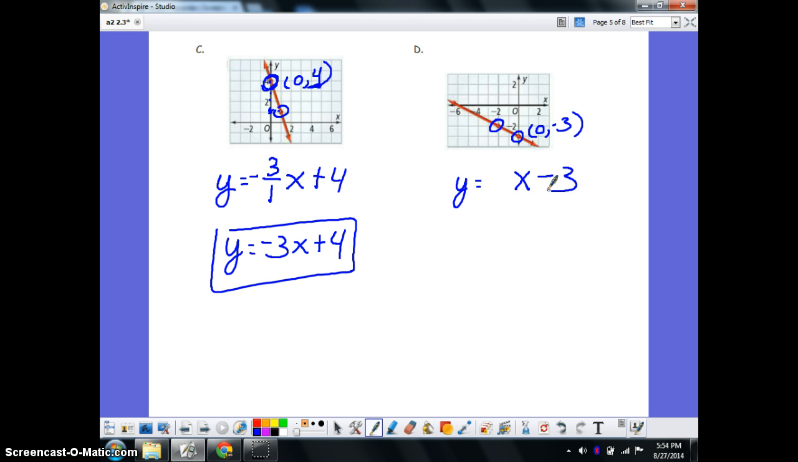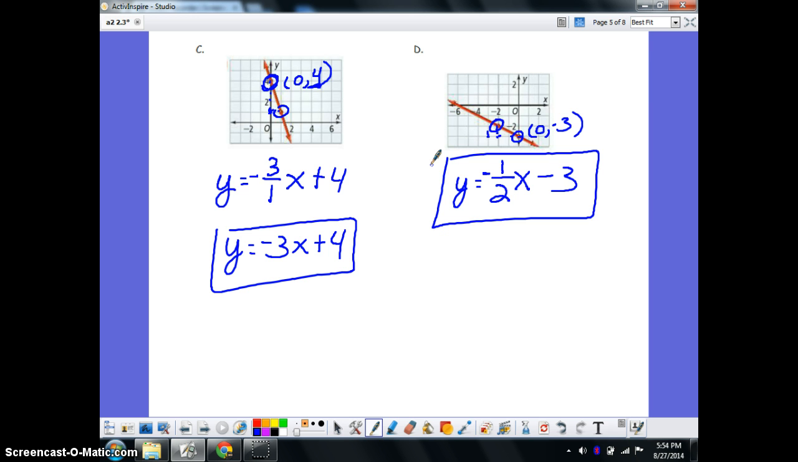Okay? Next, we just have to figure the slope. Again, we're going down as we go to the right, so our slope is negative. We are going down 1. There's your top number. And we're going to the right 2. There is your bottom number. So the equation of that line in slope-intercept form is y equals -1/2 x minus 3.